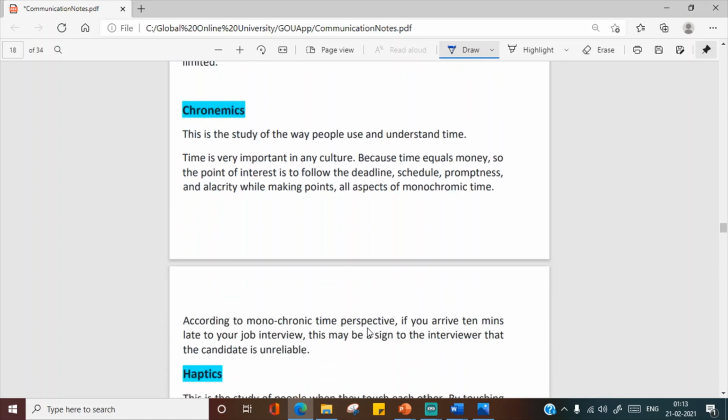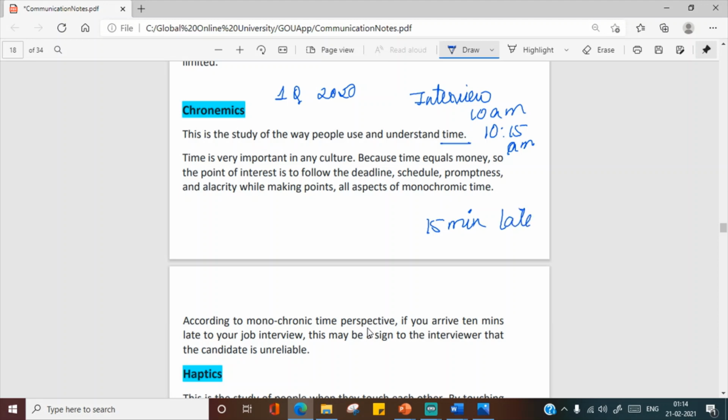Next is chronemics. One question was asked on chronemics in 2020. It is the study of the way people use and understand time. Time also helps us to communicate. For instance, you are going to an interview. The interview was scheduled at 10 a.m. and you reach that office at 10:15. So you are 15 minutes late. You might think, okay, just 15 minutes is like nothing.